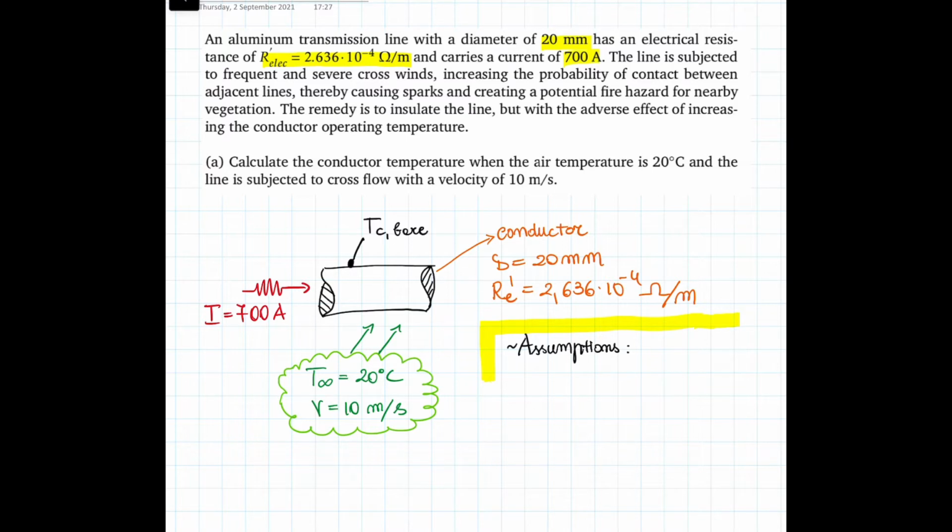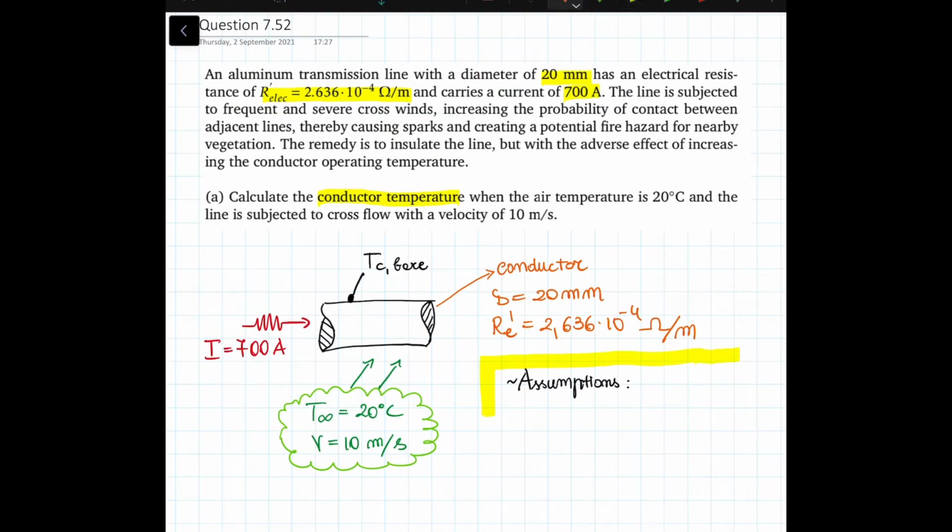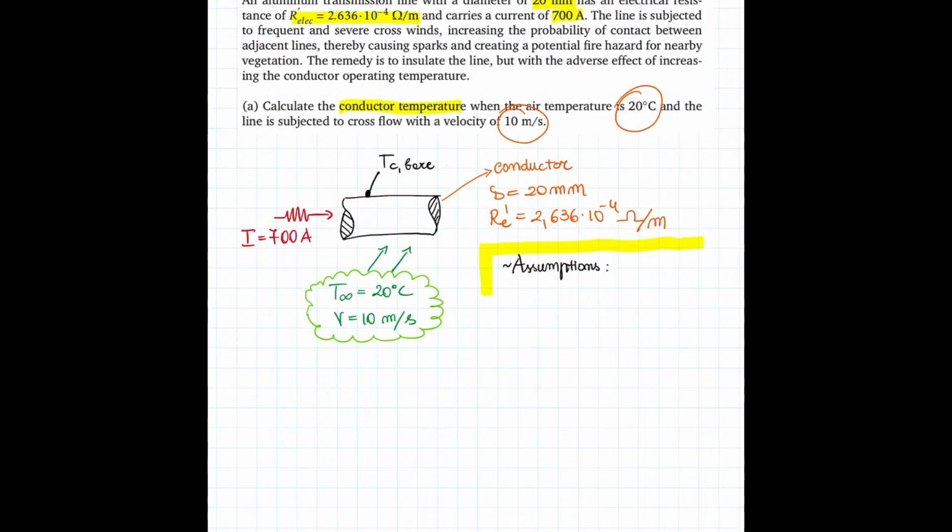Now, in part A, we want to understand what the conductor temperature, so essentially the temperature of the cable, is at a certain given air temperature and air velocity. Now, the fact that we are given an air temperature and air velocity should already indicate to us what kind of flow we're looking at. Let's now start solving the question.